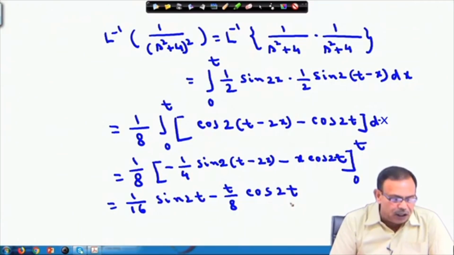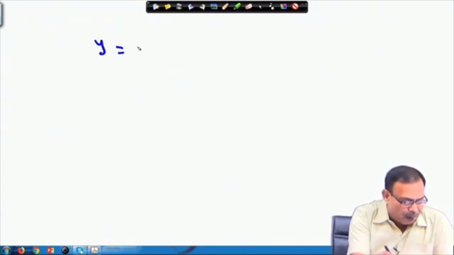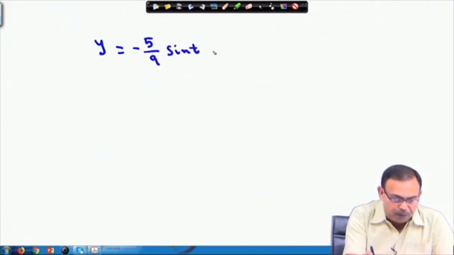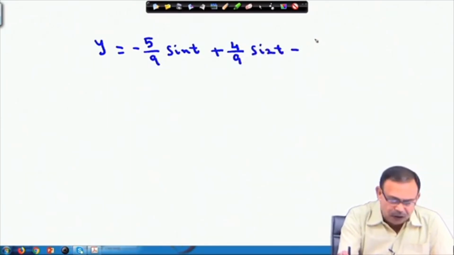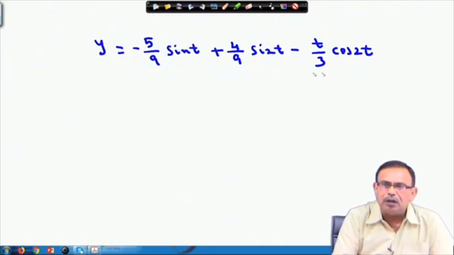So, now I can tell the value of y as y equals minus 5 by 9 sin t plus 4 by 9 sin 2t minus t by 3 cos 2t. Substituting that value and with simple manipulations, the value of the solution of the given ordinary differential equation will be this.